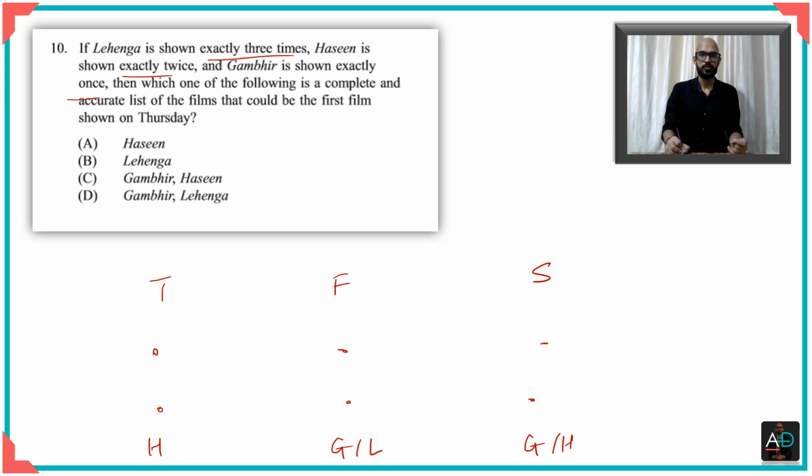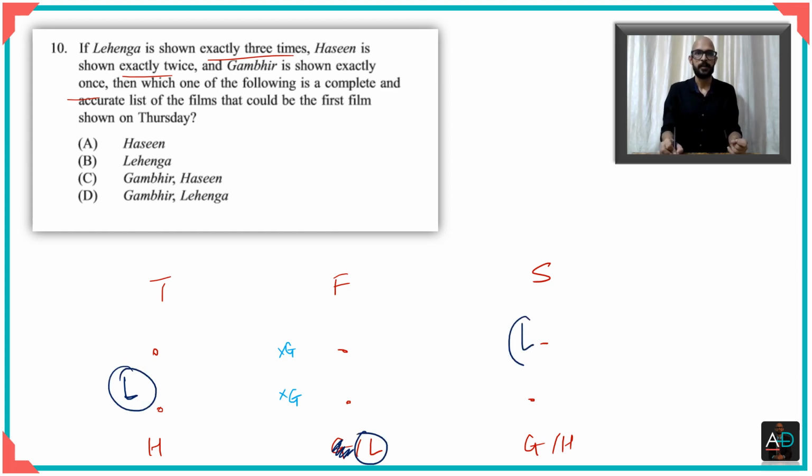If Lehenga is shown 3 times, it means that perhaps Lehenga will be once here on Thursday. Lehenga will also have to be shown on Friday, which means that it will be shown here. And then you know that if Lehenga is shown, then these 2 positions cannot be Gambhir. That's the other thing that we know. Then we know that Lehenga will also be shown on Saturday. So let us say Lehenga is shown here on Saturday. So you've got your 3 Lehengas.